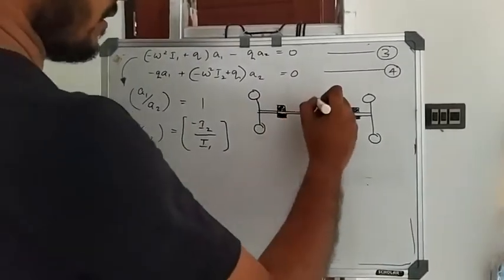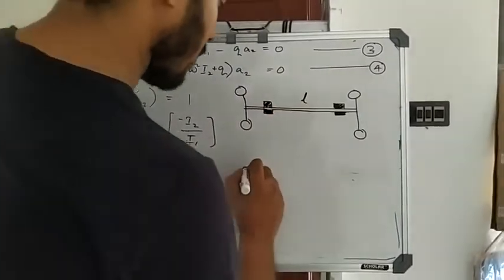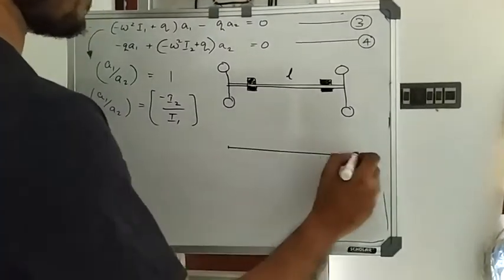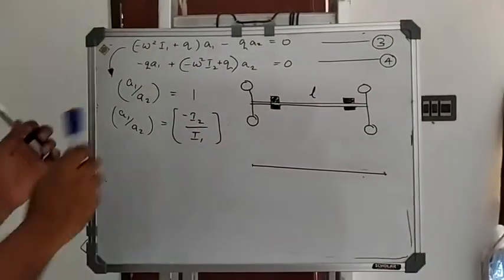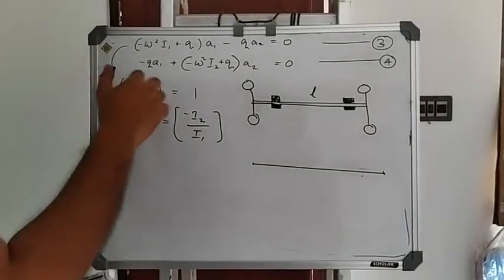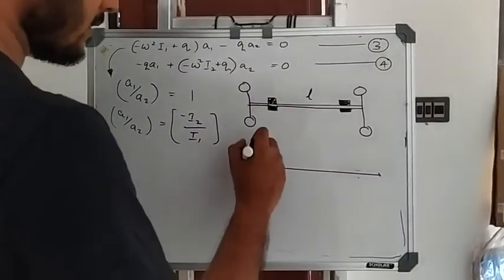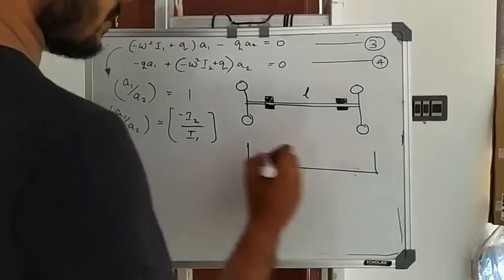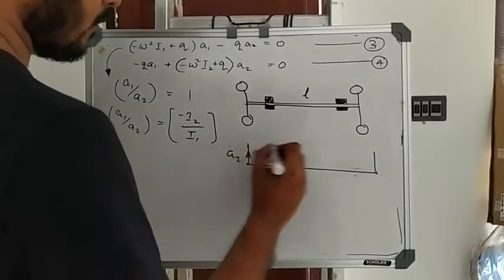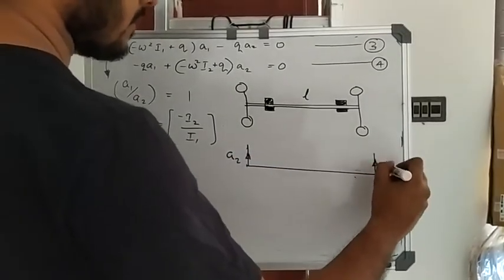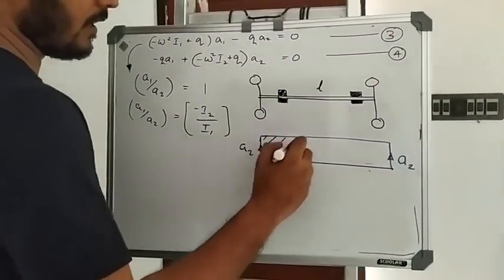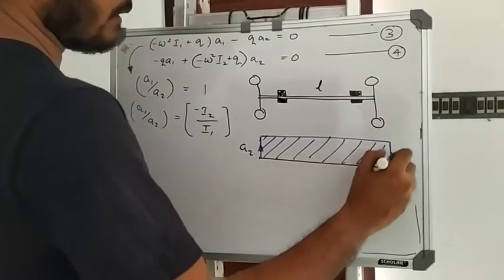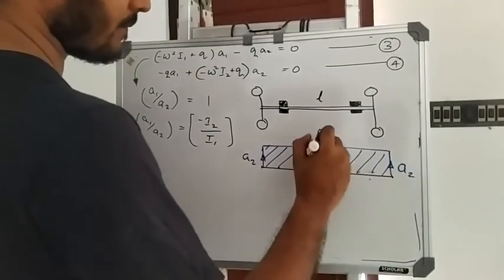Now this is a system with two rotors at the ends of a shaft. Now let the length of the shaft be L. If we draw this graphically, this is length L. And for the first mode of vibration, we have obtained the ratio of amplitudes as A1 by A2 equal to 1. That means A1 has the same value as A2, and both have positive values. That means you will get the graph somewhat like this. This is the area within the graph. The length will be L.